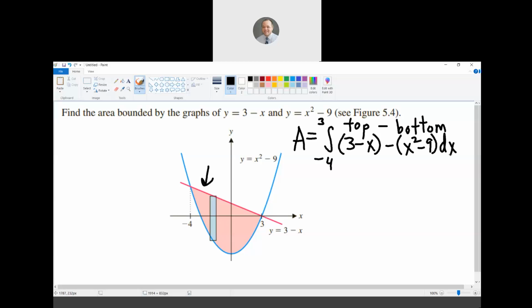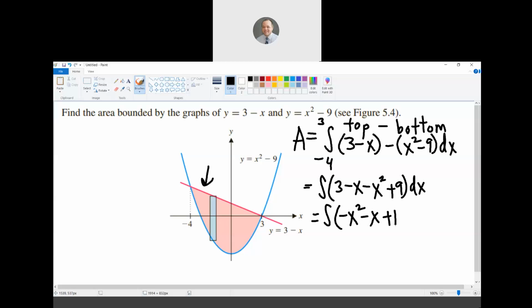Now, before we integrate, we need to distribute that negative sign in the middle to everything in the bottom curve. So we have 3 minus x squared plus 9. And that simplifies to negative x squared minus x plus 12 dx.